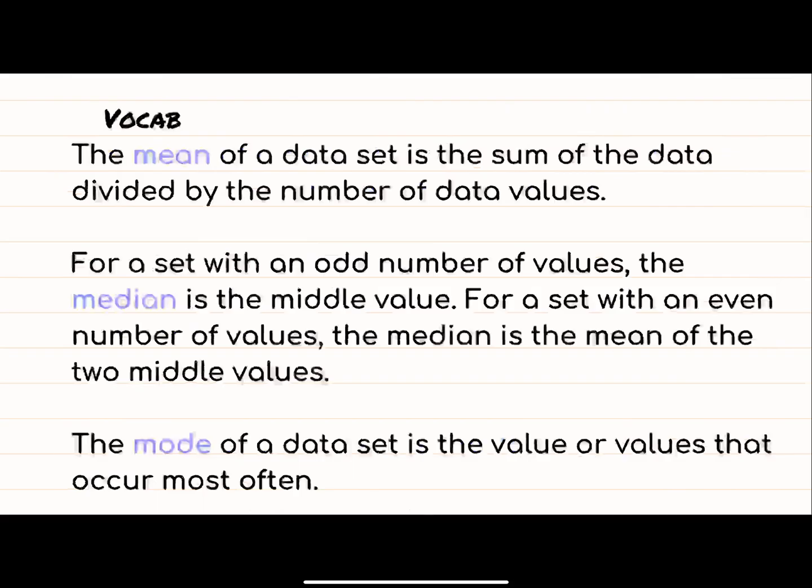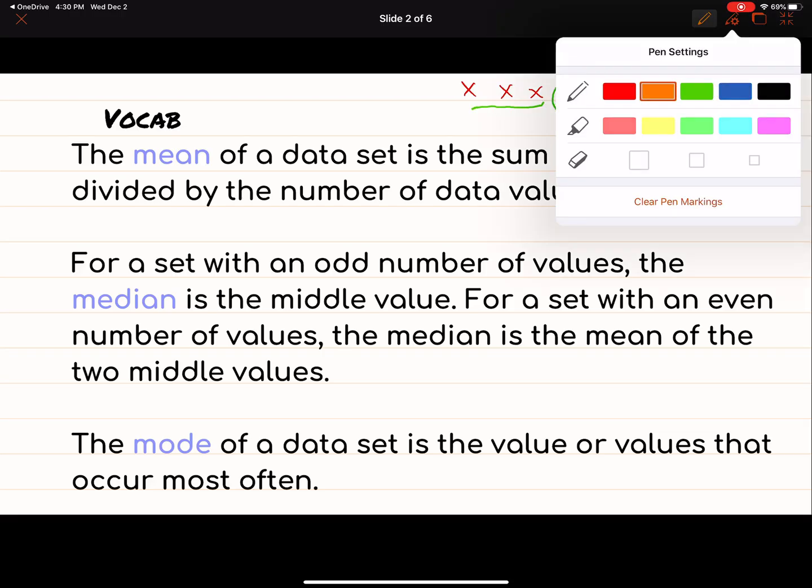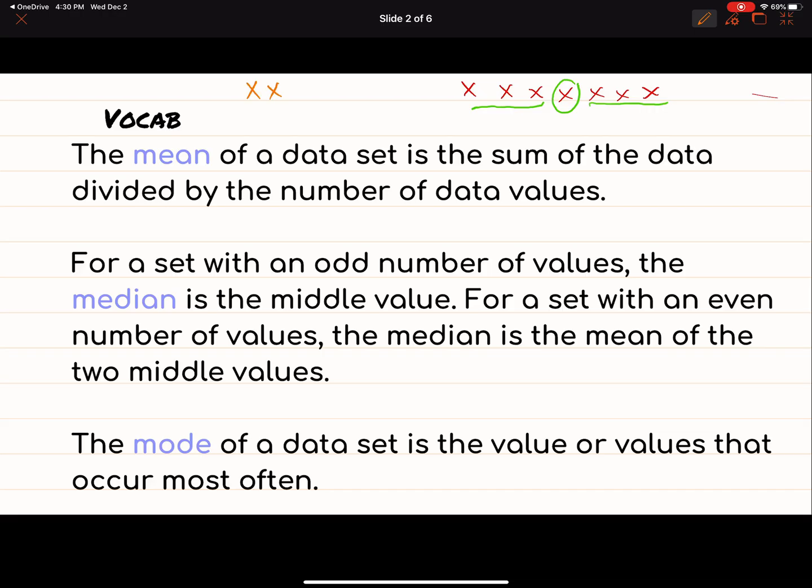Okay, the median for a set with an odd number of values is the middle value. For a set with an even number of values, the median is the mean of the two middle values. So if I've got 1, 2, 3, 4, 5, 6, 7 values, listed from least to greatest, my median's just going to be the one in the middle, because I've got 3 on the left, 3 on the right. But if I had, let's say, 8 values, there wouldn't be a middle, because the middle would be right here, 4 on each side.